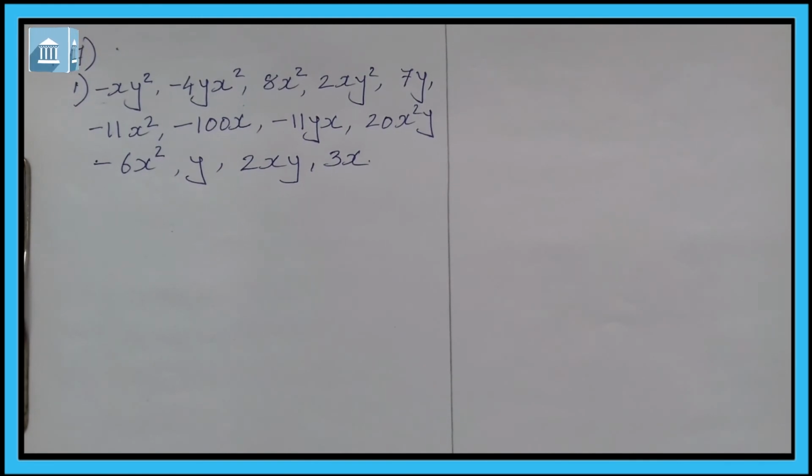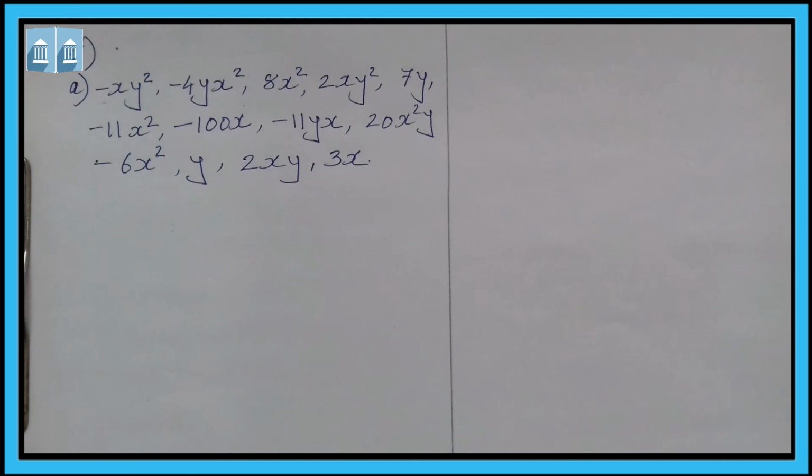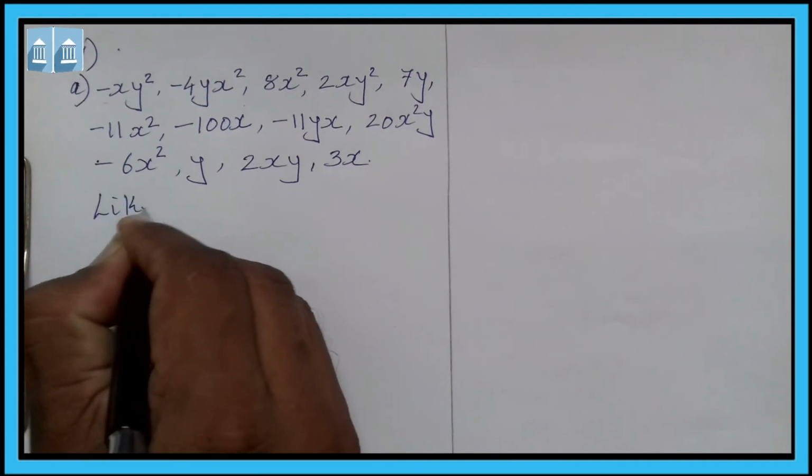Now question number 7 is, identify like terms in the following. So the first one, a1, is given: minus xy square, minus 4yx square, 8x square, 2xy square, 7y, minus 11x square, minus 100x, minus 11yx, 20x square y, minus 6x square y, 2xy, and the last one is 3x. Now let us begin. We have to find out like terms.